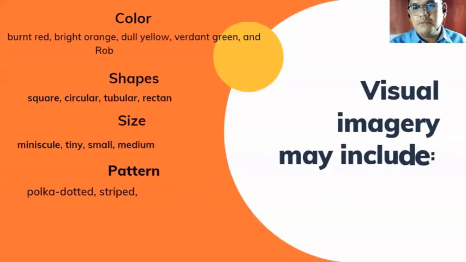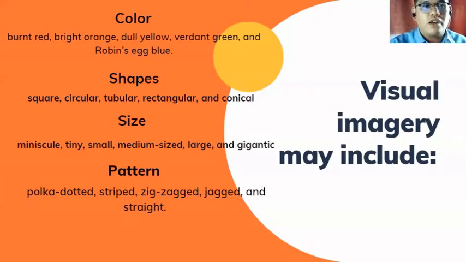So visual imagery may include the color, which are burnt red, bright orange, dull yellow, verdant green, and robin's egg blue. Sa shapes, square, circular, tubular, rectangular, and conical. Conical, guys, is yung hugis cone. Size, minuscule, tiny, small, medium size, large, gigantic. Sa pattern, polka dotted, striped, zigzag, jagged, and straight.